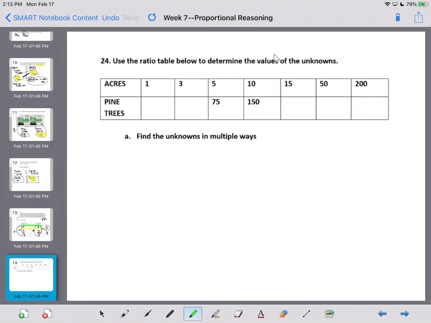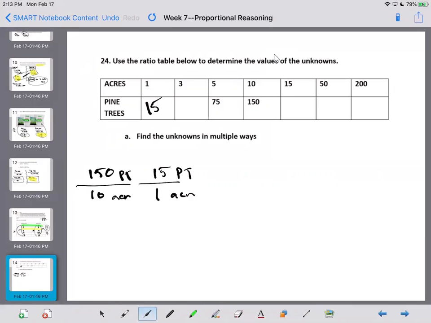Again, we know that using this of acres to pine trees, okay? So we know that we've got 150 pine trees to 10 acres, and that would be 15. We've got 150, so that would be 15 to what? 15 to 1 acre, because this was 10 acres, this was 150 pine trees, so we've got 15 pine trees per 1 acre. So we found our unit rate right here.